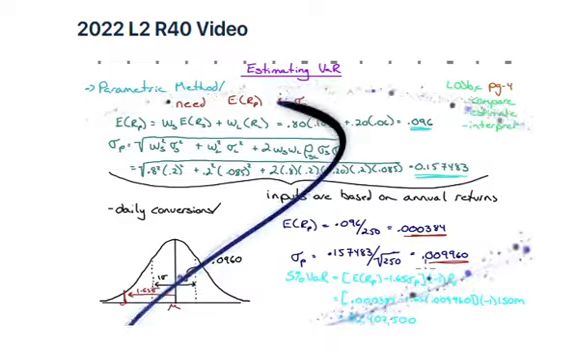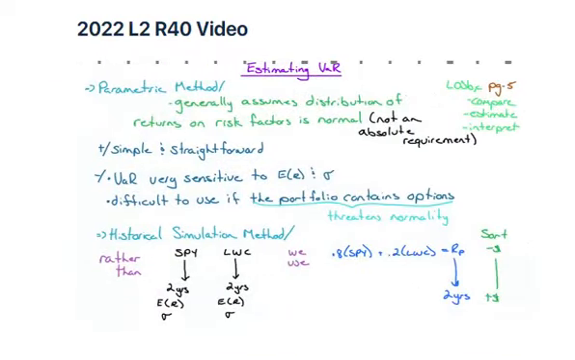So earlier, we said the parametric method generally assumes the distribution of returns on the risk factors is normal. That's not an absolute requirement. It typically is that assumption, but you can have a different distribution. It just makes your work harder. That's all. We don't have to get into how much, or what it does. That's not really required here.